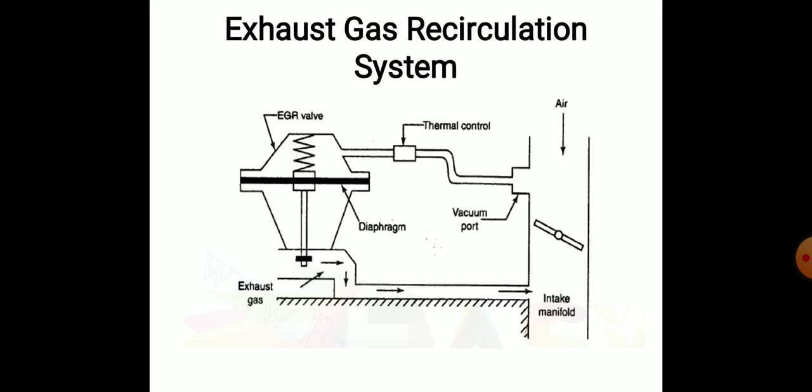Many engines have a thermal vacuum switch, so that once the engine temperature reaches above 38 degrees, that switch opens the EGR valve. So this system is provided in modern engines controlled by the ECU, electronic control unit. Thank you.